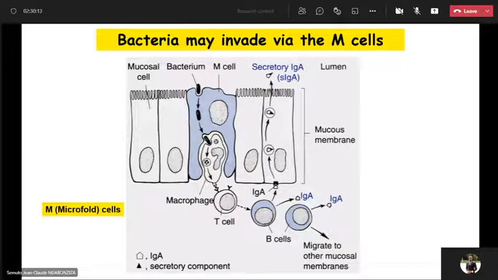How do bacteria invade the host cell? In most cases, they go through the M cells, microfold cells, as these have the link with the lymph node organelle here. The bacteria in the lumen can just cross in here, and the antigen-presenting cells can already engulf this to present the antigen to the immune cell. In most cases, this is how the bacteria get in.